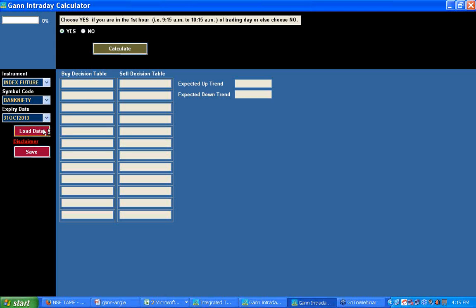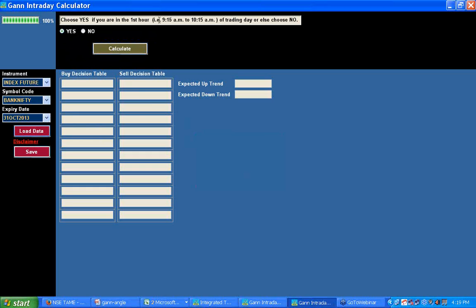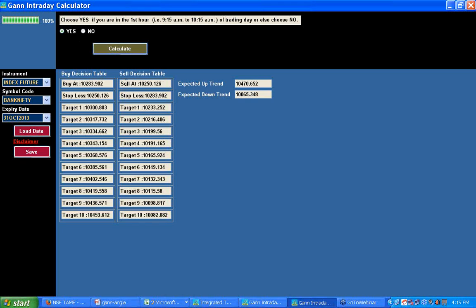You can just choose load data. Once the data is loaded, you need to give the information whether it is the first hour's data or second hour's data. If I say yes, first hour's data, then it will calculate at what price to buy, what your stop loss will be, and what the targets will be. And if I sell, at what price, stop loss and targets. So this is based on Gann's principle.